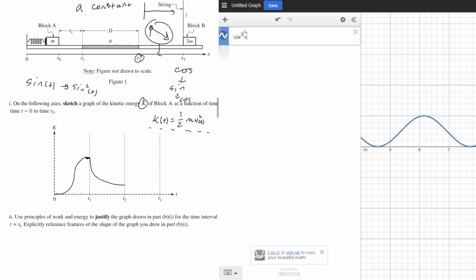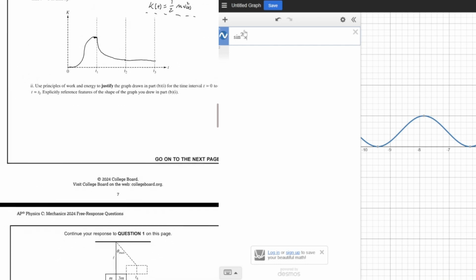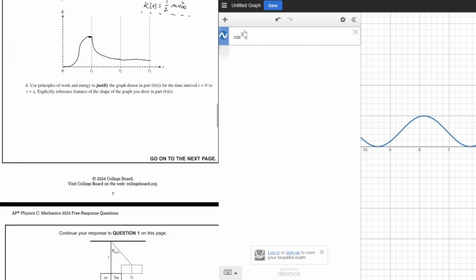Now from this region x2 to x3, there's no forces acting on the block, no acceleration, constant kinetic energy. So now for that, let's think about using the principles of work and energy. Justify the graph for the time interval t equals 0 to t equals t1. Explicitly reference features of the shape of the graph you drew in part BI. Okay, so let's think about work and energy, I guess.